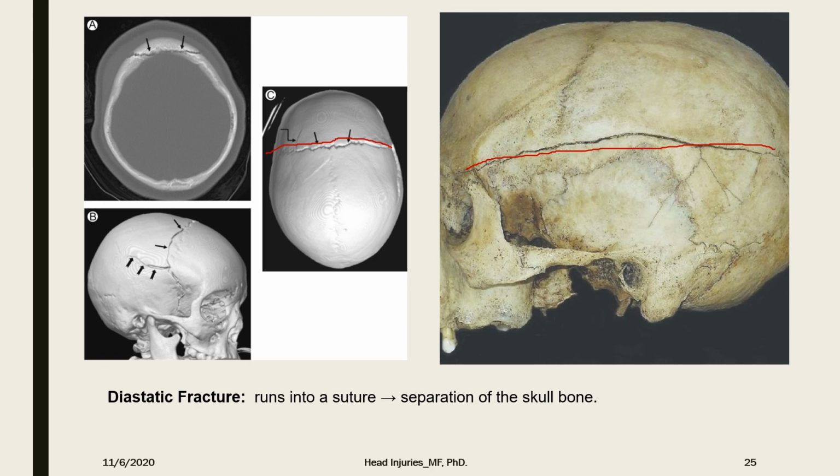When a fracture is running into a suture, it is called a diastatic fracture. Here also it shows that it is running into the coronal suture, causing separation of the frontal bone from the parietal bone. This is a branched fracture. The second fracture here is interrupted or stopped by the site of the first fracture, and it did not cross to the other side of the skull bone. When a fracture is extending from one side to the other, as shown here in this picture, it is called a hinge fracture.